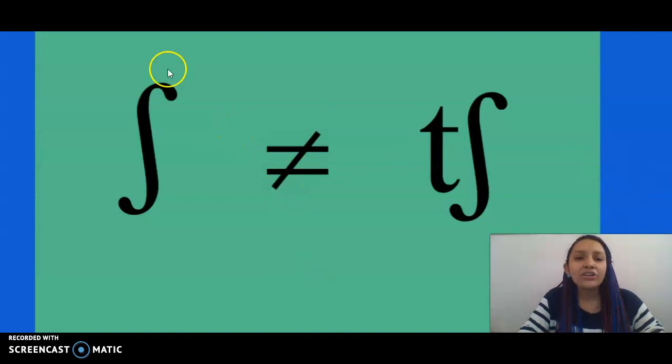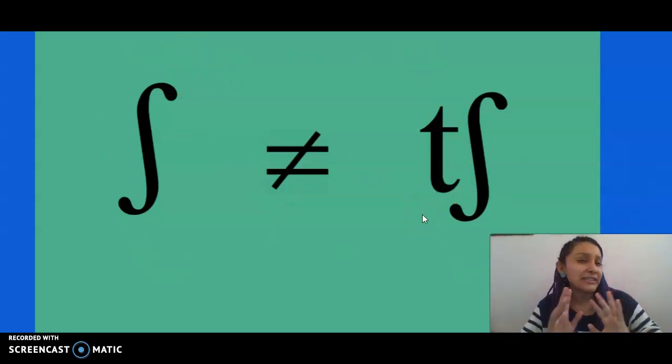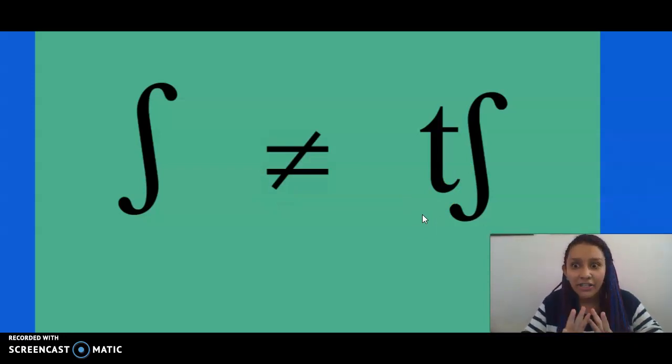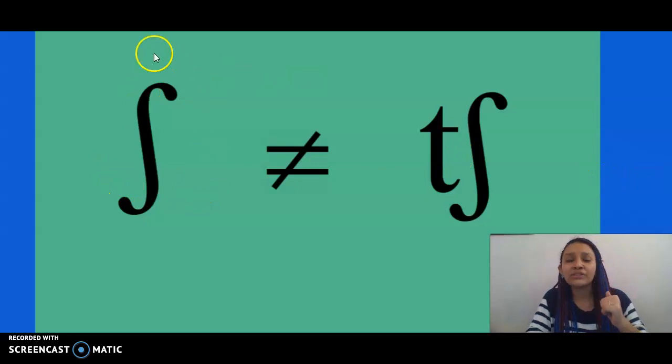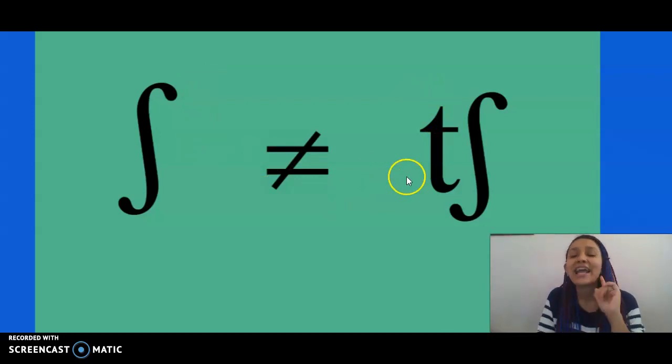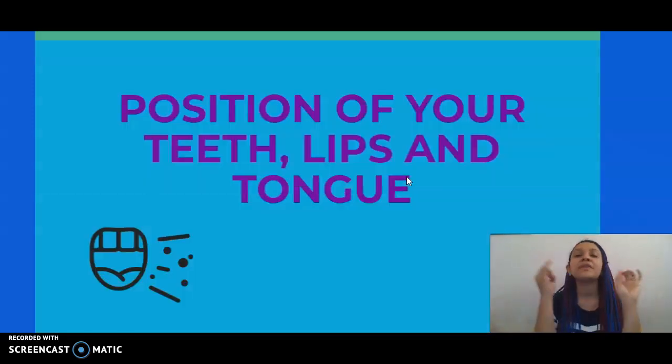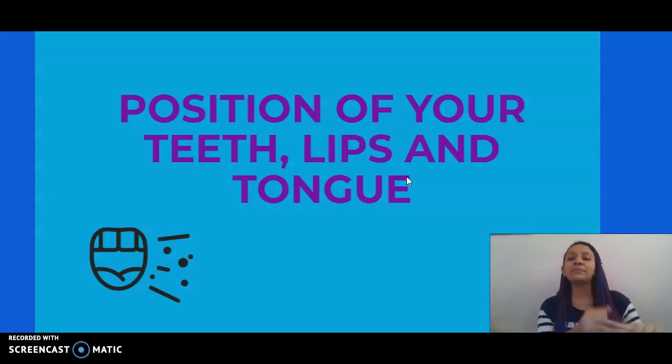So these are the phonetic representations. This is the sh and this is the ch. As you can see, they can look very similar and they can maybe sound very similar, but they aren't. There are a lot of differences. Okay, so as the last week we studied the position of your mouth for this sh sound. Today we're going to check the position of your mouth for this ch sound. So we're going to check the position of your teeth, your lips, and your tongue.